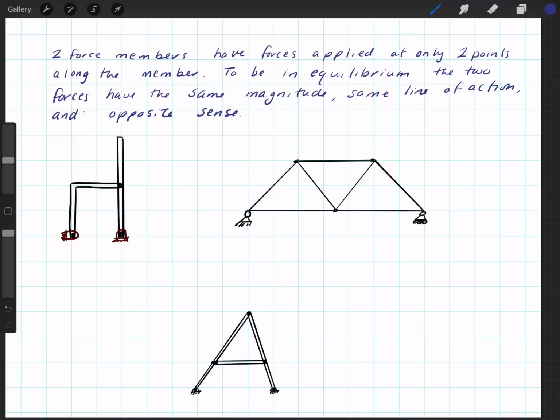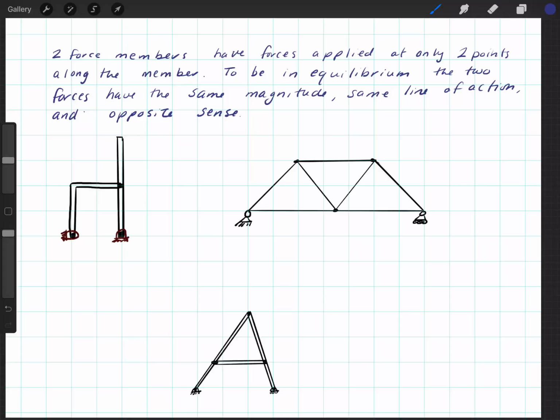A two-force member is any member that has forces applied only at two points. And for that member to be in equilibrium, we know that the two forces have to be the same magnitude, the same line of action, and an opposite sense. So the two forces have to be equal and opposite for that to be in equilibrium. Otherwise, something's moving. But let's look at some examples of this.